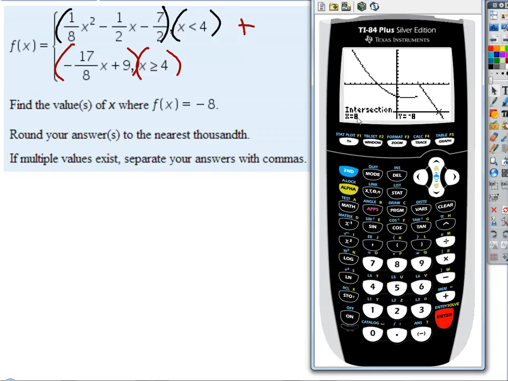So 8 is the answer. X equals 8. Okay? Do we need 2? No, but there could be. In this case, there aren't. But what if that parabola had dipped down there? There might have even been 3.